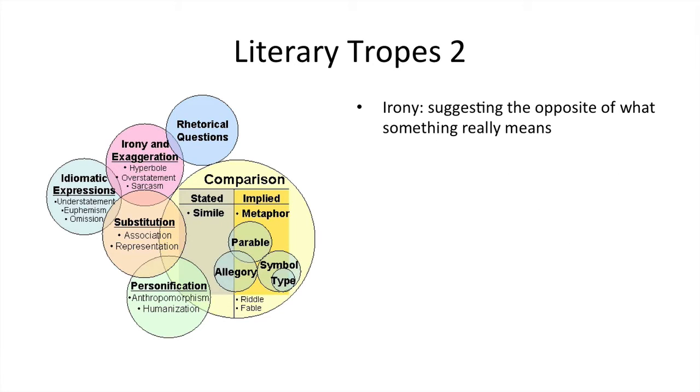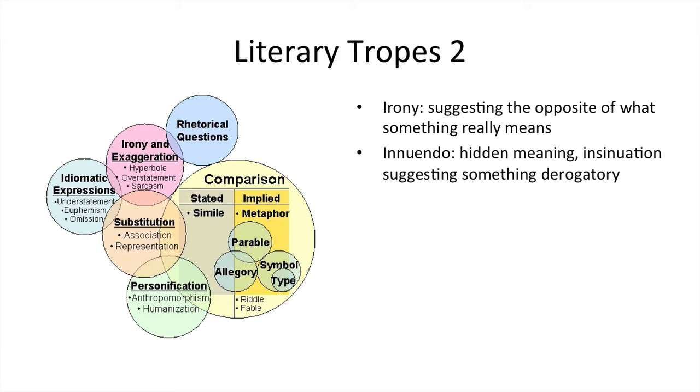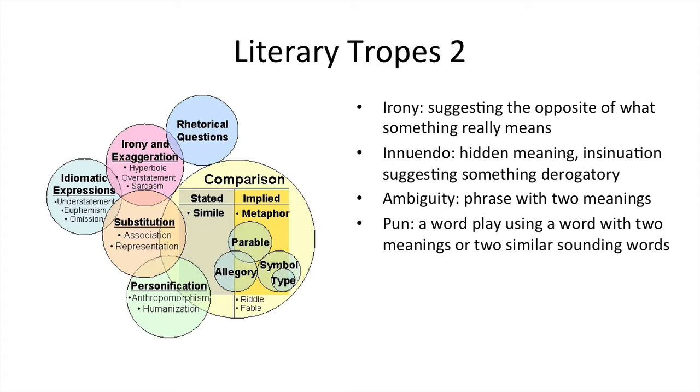And some others here. Irony is suggesting the opposite of what something really means. This is very basic, of course. Innuendo has to do with hidden meaning, insinuations, suggesting something derogatory often, something rude that can't be said out loud. Ambiguity means a phrase can have two meanings, it's ambiguous. A pun is a word play, using a word with two meanings or two similar sounding words. Okay, a pun is a play on words.